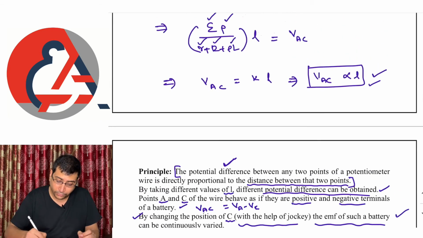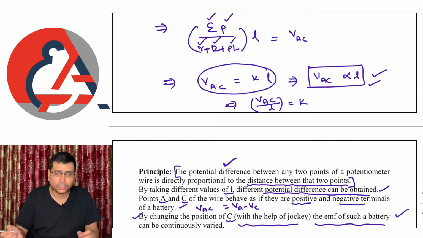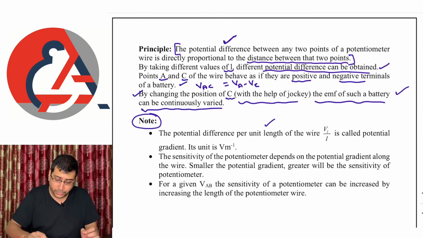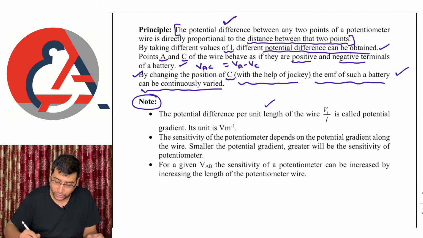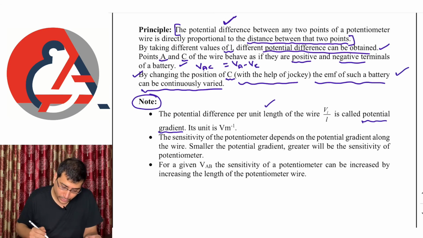And some important notes to be kept in your mind is the potential difference per unit length, right? We have written V_AC is equal to K into l, right? So we can rearrange and write it as V_AC divided by l is some constant, right? So this V_AC by l has a specific name associated with it, which is called the potential gradient. Gradient generally means slope, or any physical quantity which is varying with respect to distance, then we add the term gradient to it. So its unit obviously is going to be volt per meter.